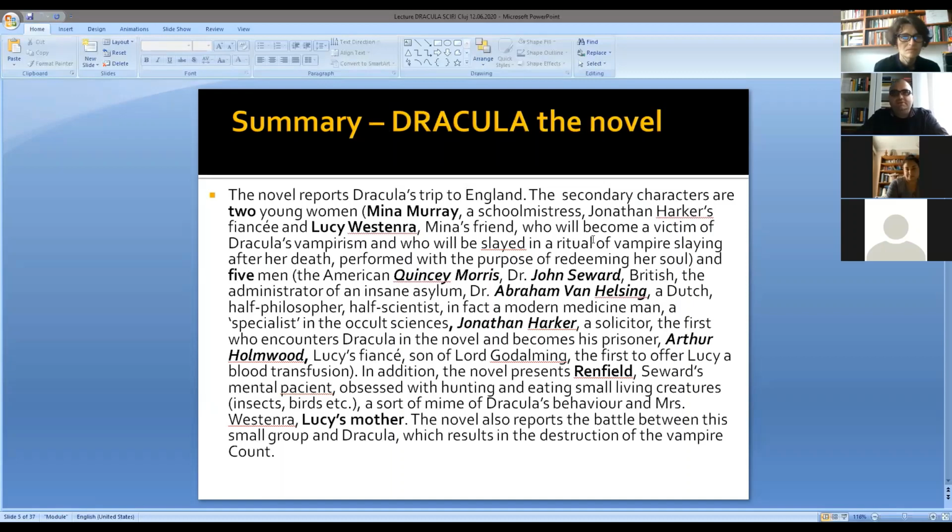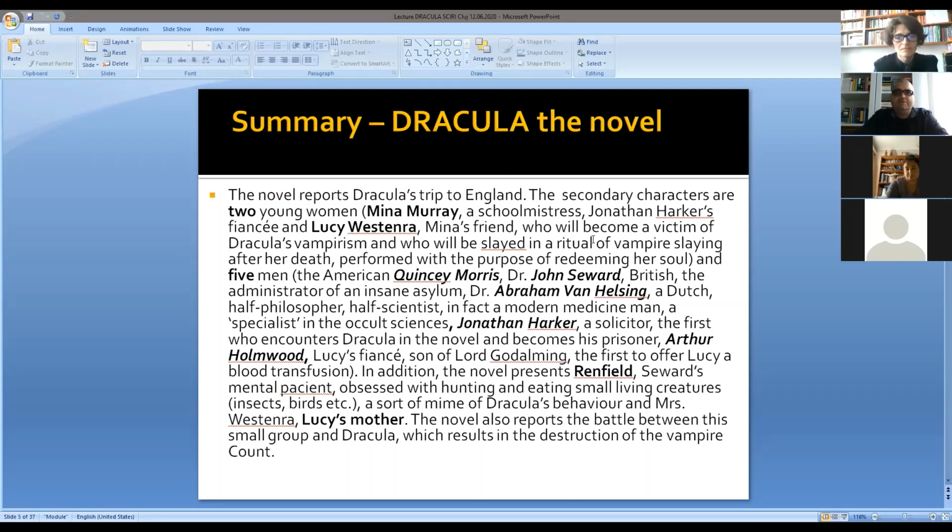The secondary characters are two young women, the most important female characters in the novel. Mina Murray, a schoolmistress, is the fiancée of the lawyer, Jonathan Harker. And Lucy Westenra is Mina's friend. She's one of the most interesting secondary characters in the novel. Actually, the novel gives a lot of importance and a lot of space to this character. She will become a victim of Dracula's vampirism, and she will be slain after her death in a ritual of vampire slaying performed with the purpose of redeeming her soul.